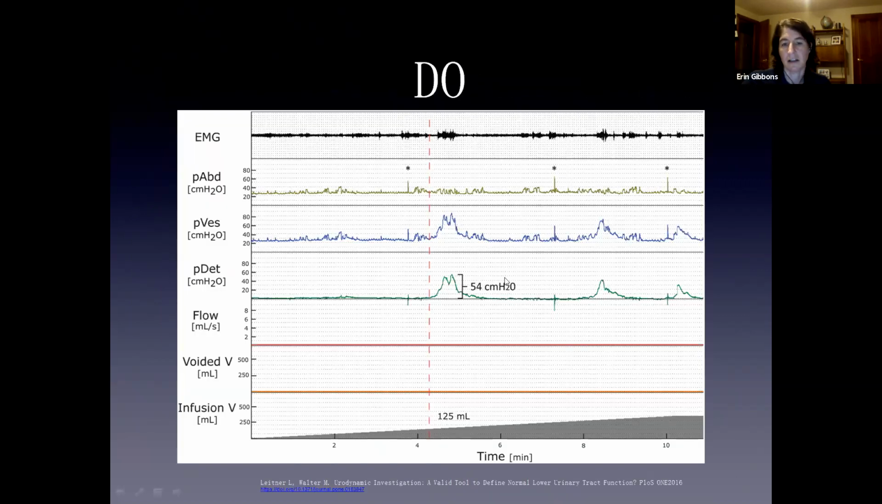So this is another example of a full urodynamics all put together. In this case, here's the EMG with some activity, showing some contractions, and the EMG increasing again as the bladder's contracting. The person's trying to guard against leaking.